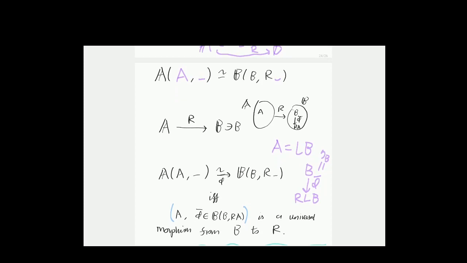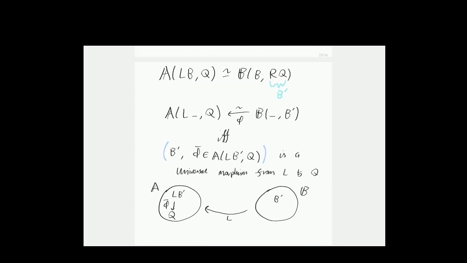So how do we get the dual result? Well, again, we can start with our adjoint functors formula here, but this time we only want to involve the left pointing functor. So we replace RQ with something else, let's say B dash. And then we can get this kind of expression, making the B into a blank. We get that scripty A of L blank comma Q is going to be naturally isomorphic to B of blank comma B dash.